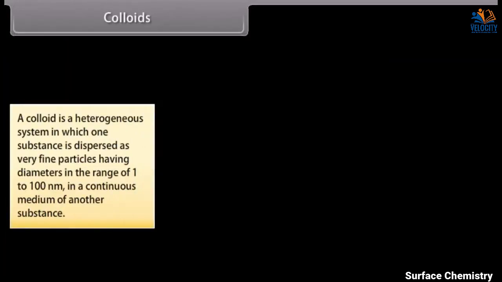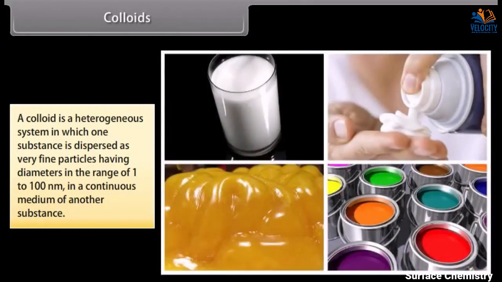Colloids. A colloid is a heterogeneous system in which one substance is dispersed as very fine particles having diameters in the range of 1 to 100 nanometers in a continuous medium of another substance. For example, milk, shaving lather, jelly, and paint. A colloidal solution is heterogeneous in nature and always consists of at least two phases, the disperse phase and the dispersion medium.